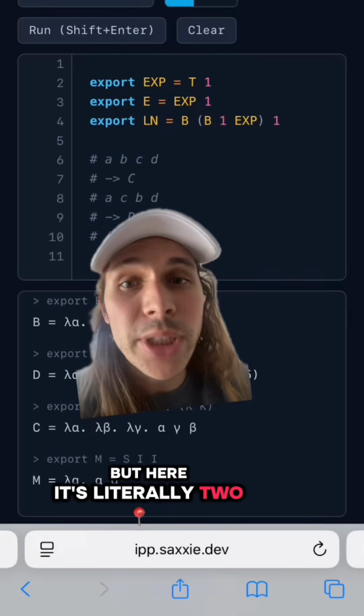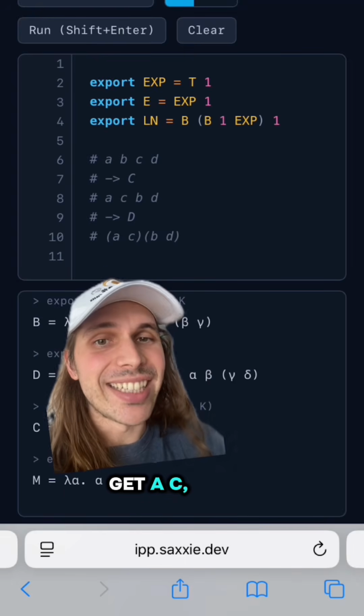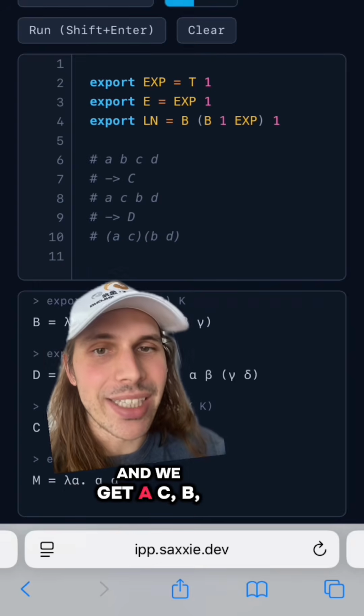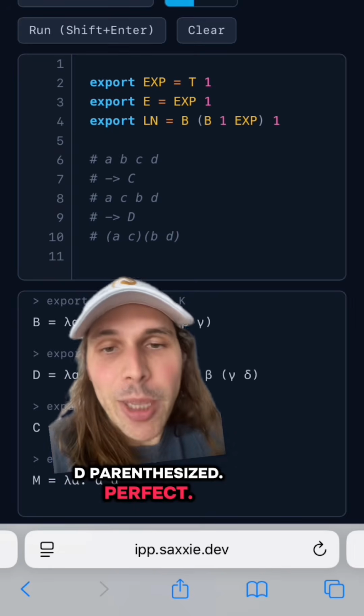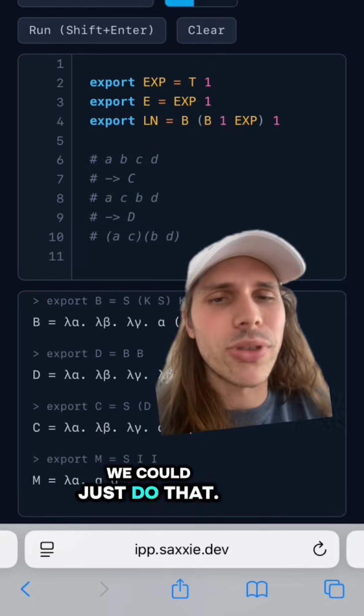Here, it's literally two steps, right? A, B, C, D, apply the C combinator, we get A, C, B, D. Then on top of that, apply the D combinator and we get A, C, B, D, parenthesized. Perfect. What could go wrong? And if this was a stack-based language, that would be correct. We could just do that.